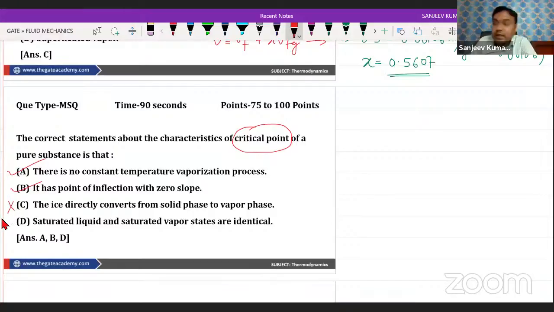This is wrong. Can anyone tell me why this is wrong? C point is wrong. Why? Why is C point wrong? Anyone? You can type the message. I'm waiting for your response. The ice directly converts from solid phase to vapor phase.